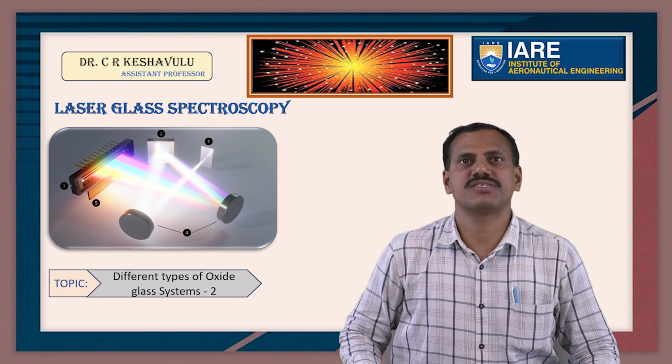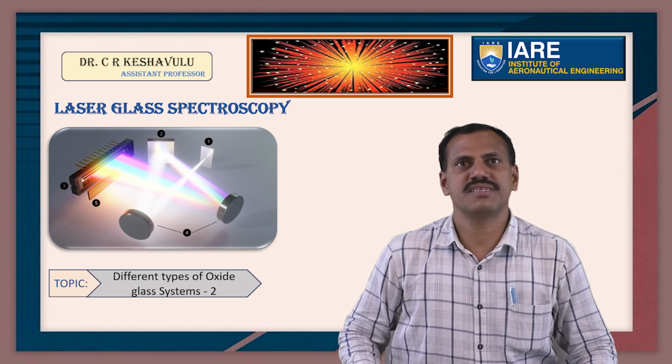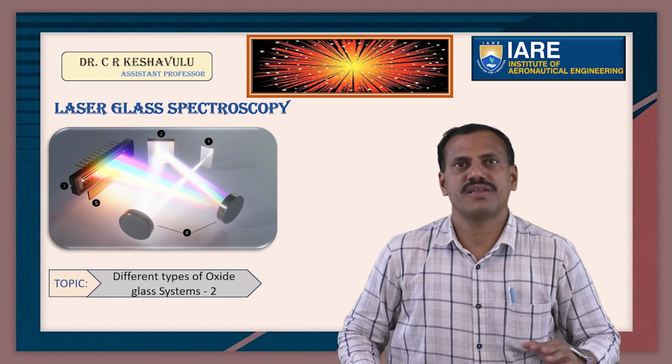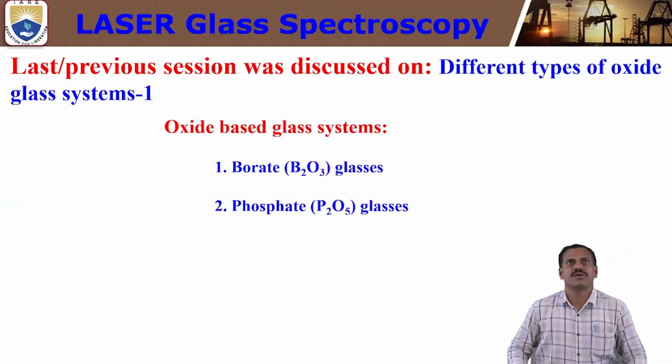Today I am going to discuss the different types of oxide glass systems. In the previous class I discussed the same topic, and I continue with it, different types of oxide glasses, part 2. Last session we discussed the borate glasses, that means B2O3 glasses, and phosphate based glasses, P2O5 based glass systems.